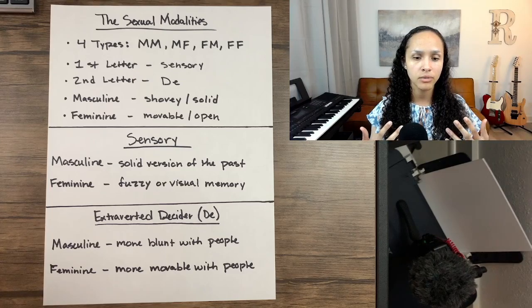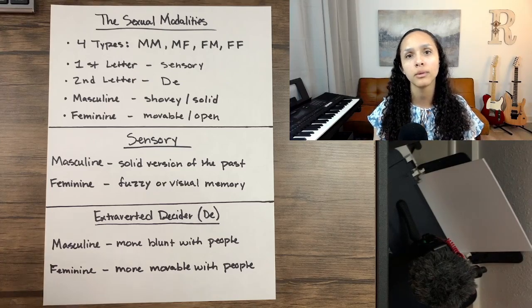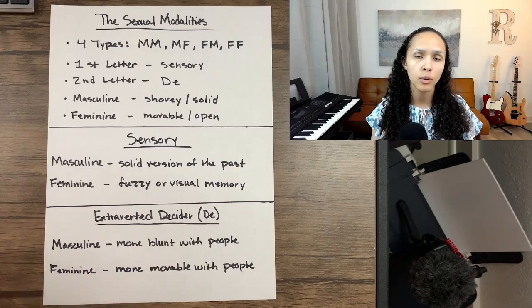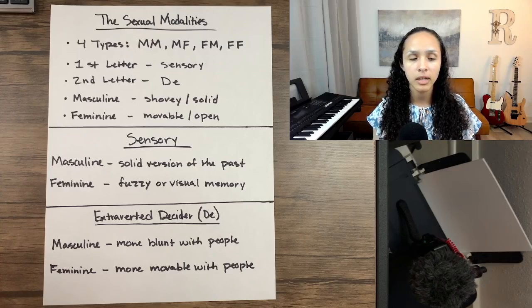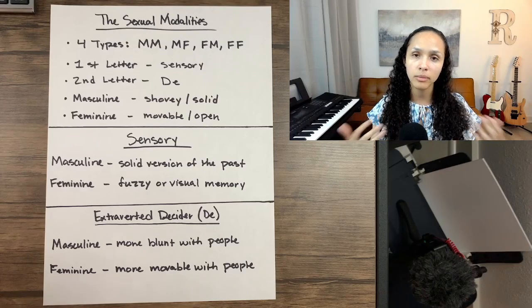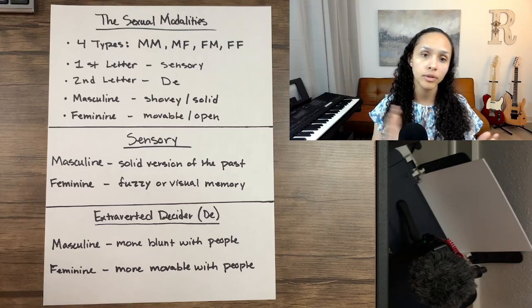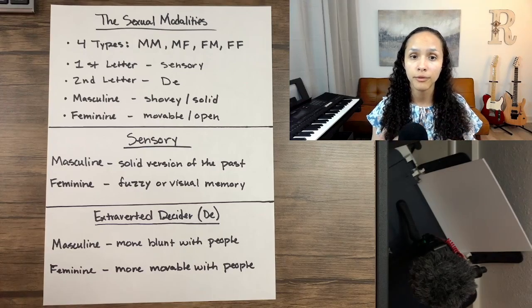And then for those who have a feminine extroverted decider, they are more movable with the tribe. They talk more easily and more fluid with people. They're less in your face. They're more just kind of go with the flow with people. They have a more easygoing approach when communicating because they are welcoming being moved by the tribe. And a masculine approach is very different. It's more pushy, and people will feel that difference.